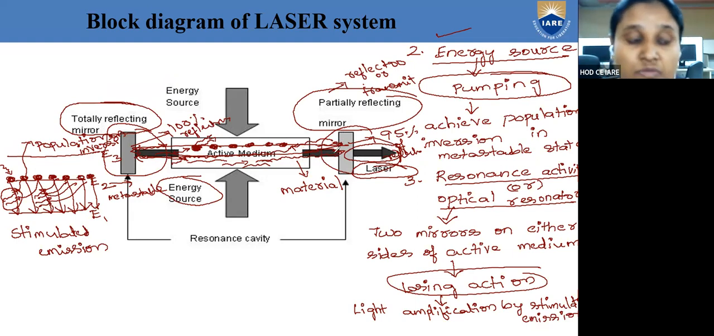So what is the role played by these mirrors? These mirrors are going to make these photons activated, so that these activated photons will go and strike those excited atoms and make them lose energy by stimulated emission, so that we get a lot of photons, and ultimately we'll get our laser light from this partial reflector.